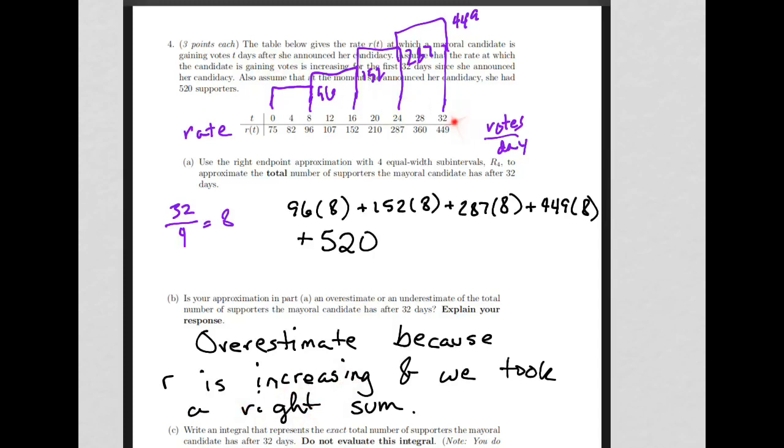Now let's say this was decreasing. So if our numbers down here were decreasing and it was a right sum, then we would have an underestimate because it's decreasing in a right sum. And if it was a left sum and it was decreasing, then it would be an overestimate because it's a left sum and it's decreasing. So those are kind of your reasonings for overestimates and underestimates.